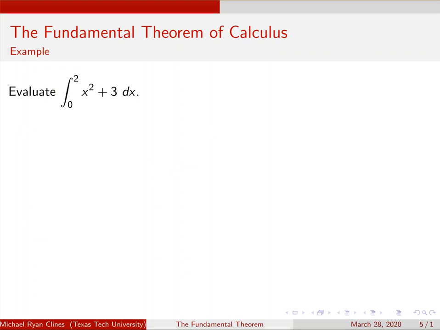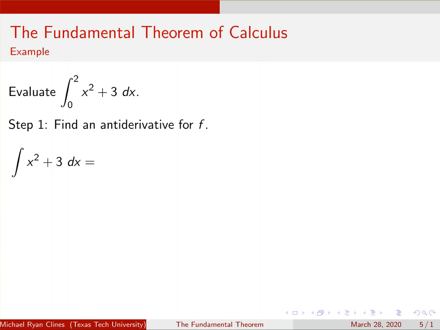So forget about endpoints right now, forget about limits, forget about sums. We just need an antiderivative. So that's what we're going to calculate first. The indefinite integral of x squared plus 3 is equal to x cubed over 3 plus 3x plus c. That's equal to our capital F of x. This is our antiderivative, where c is some constant.